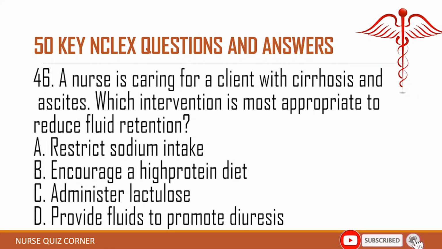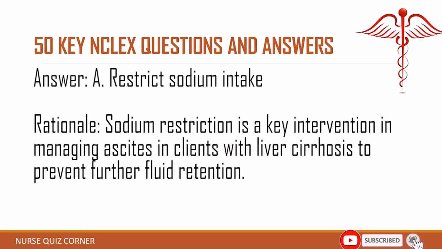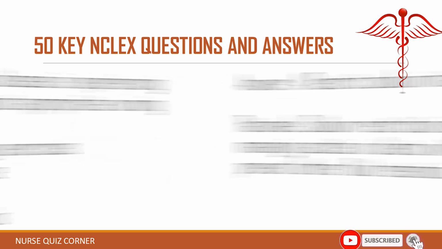46. A nurse is caring for a client with cirrhosis and ascites. Which intervention is most appropriate to reduce fluid retention? A. Restrict sodium intake. B. Encourage a high-protein diet. C. Administer lactulose. D. Provide fluids to promote diuresis. Answer. Restrict sodium intake. Rationale. Sodium restriction is a key intervention in managing ascites in clients with liver cirrhosis to prevent further fluid retention.